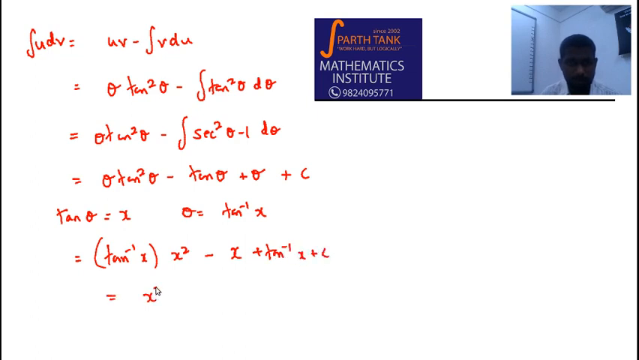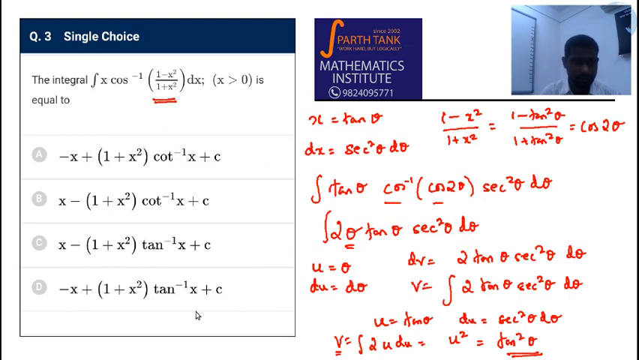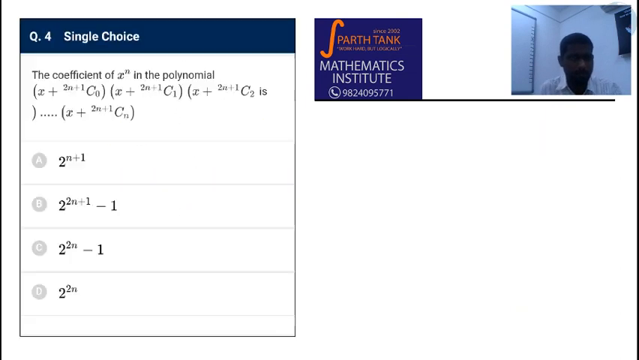Taking the terms with tan inverse of x common, I get (x squared plus 1) tan inverse of x, this and this together, minus x plus c. So (x squared plus 1) tan inverse of x minus x plus c, and this is option D: minus x plus (1 plus x squared) tan inverse of x plus c. Right? A very simple problem. Identifying the (1 minus x squared) by (1 plus x squared) can be simplified using x equals tan theta.